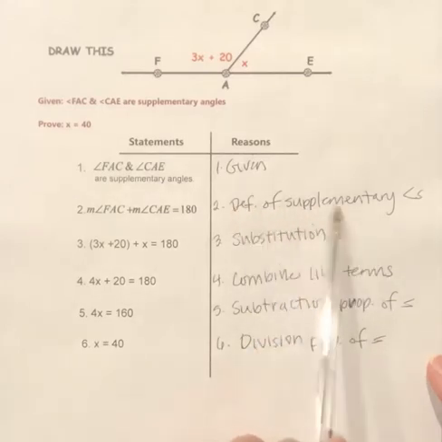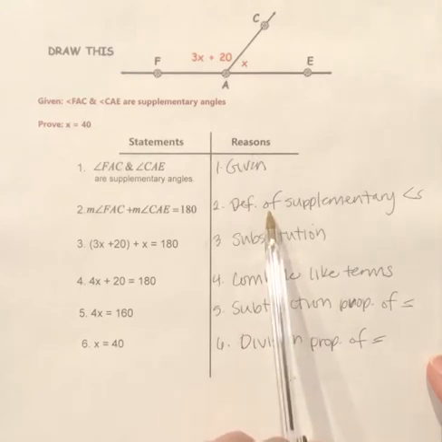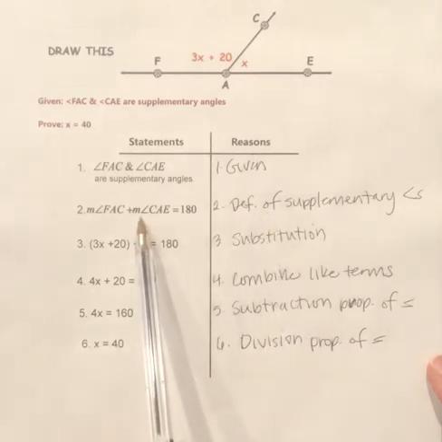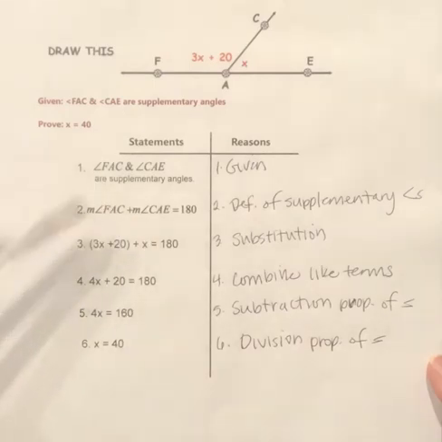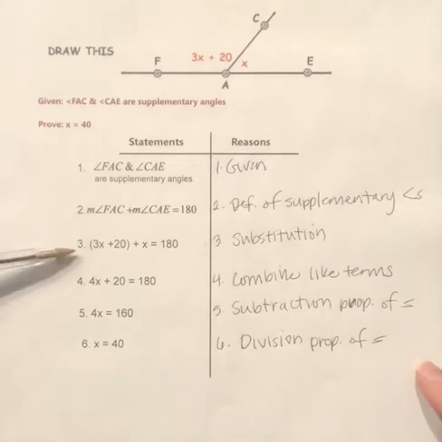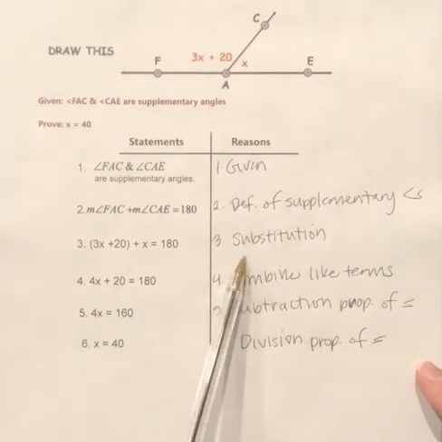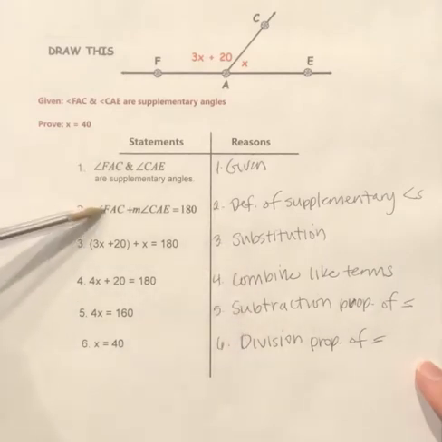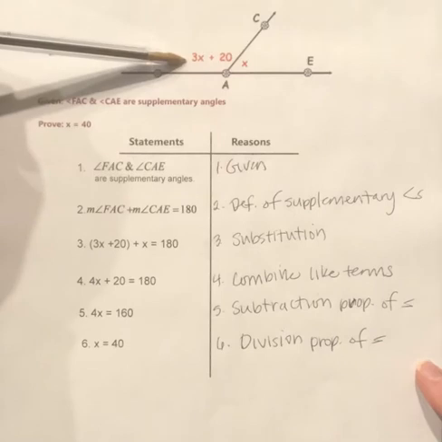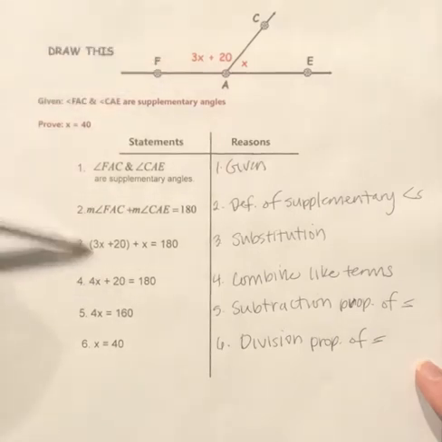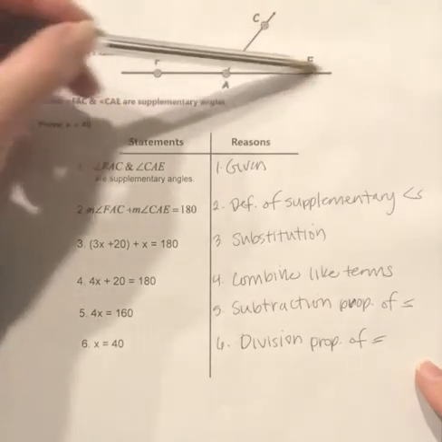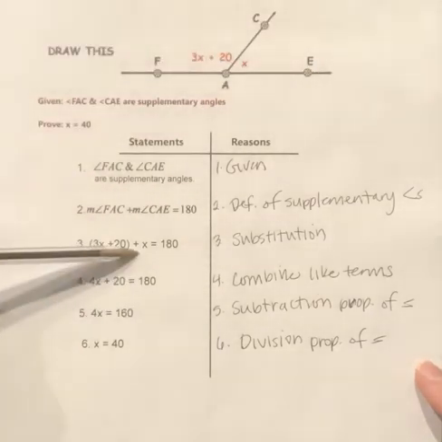So again, what's going on here is the reason why I'm allowed to say what I just said to the left. So it's all about looking, okay, I've said something, what can I say next? Since I had this statement here, these two angles added together to equal 180 degrees, I can now say that 3x plus 20 plus x equals 180, and the reason why is substitution. I knew the angle FAC was marked as 3x plus 20, so I could substitute that in. And angle CAE, which is right here, was marked as x, so I could substitute that in.